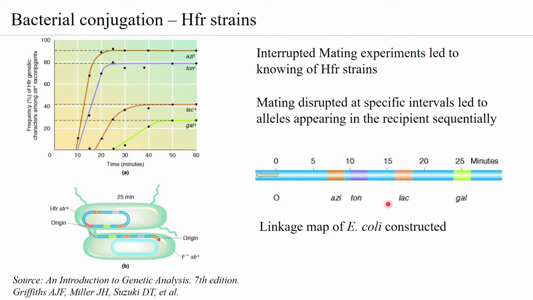Depending on the sequential order in which the genes are being transferred, you can say this gene lies between this gene, and this gene lies here. So you can actually map the genes in the DNA present. And so effectively, conjugation has been a means of mapping genes.